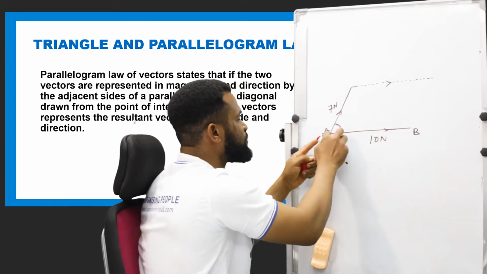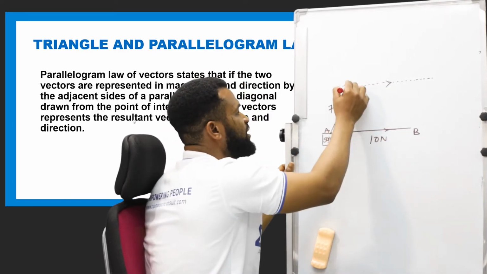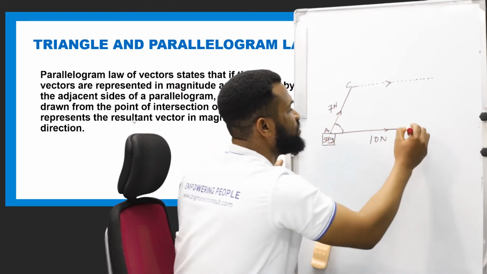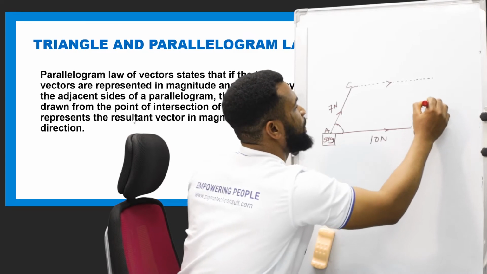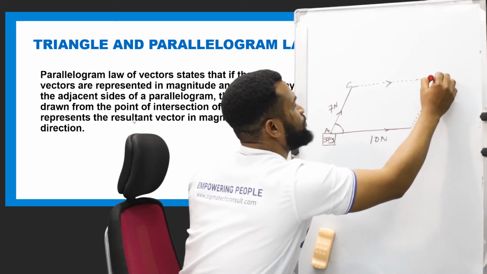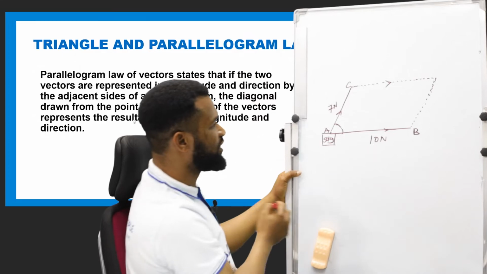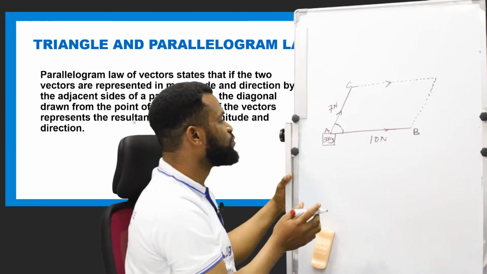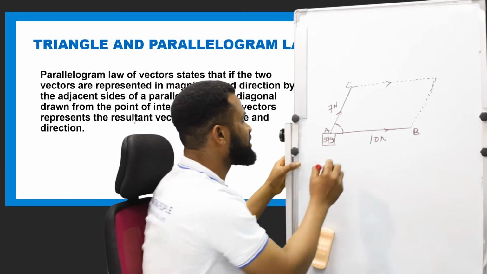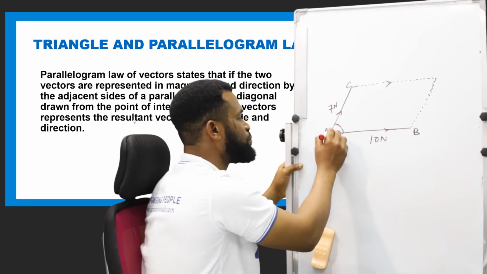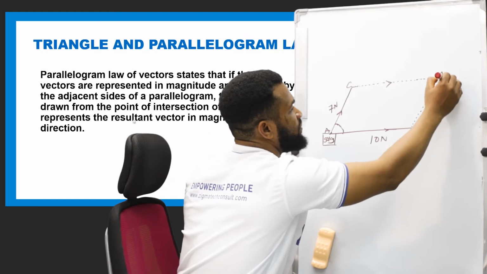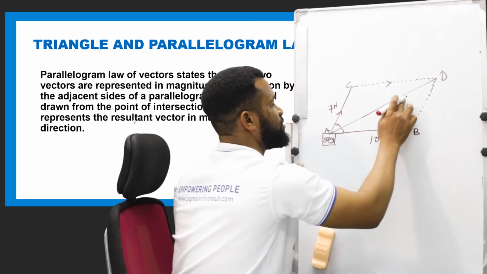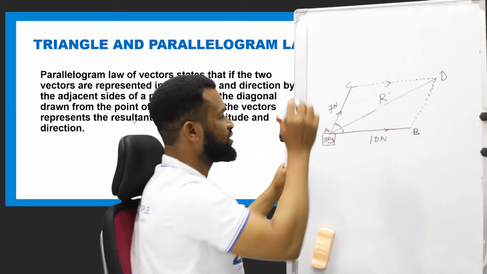Now what happened? From A to C, let me call this place C. I'm going to join another one which is representing this 7 Newton. And I'm going to put it this way. Now, you see that? So I have completed a parallelogram. Then what is the resultant? The resultant is going to be a line joined from the point of the starting to the point of the end. Let me call it D. So this is going to be the resultant.